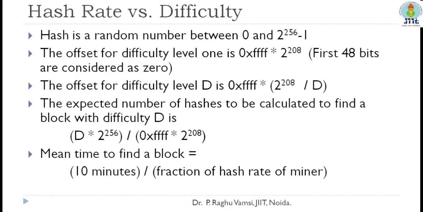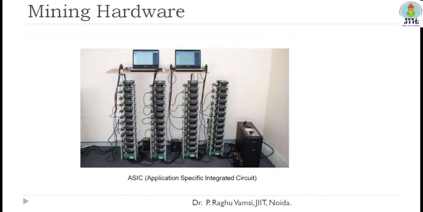So normal computers find it very difficult to go through this. That is the reason you require some special hardware for this. It's called application specific integrated circuits. Here, this is one setup example, a setup for a mining station. Actually, this particular level is also now crossed out. Now we require a huge mining station for mining these particular bitcoins.